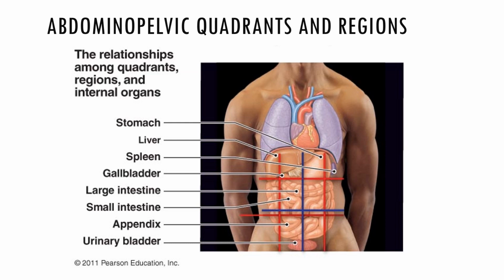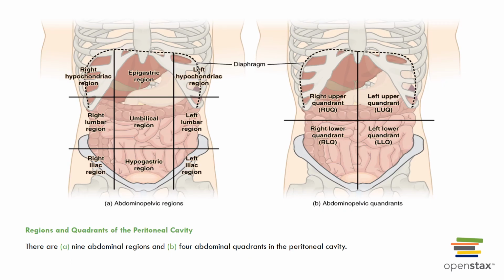The right and left hypochondriac flanks the epigastric region laterally. The right and left lumbar lies lateral to the umbilical region, and the right and left iliac or inguinal is lateral to the hypogastric region. And you've got some pictures here that show those different regions that I just went through. So there's your different abdominopelvic regions.